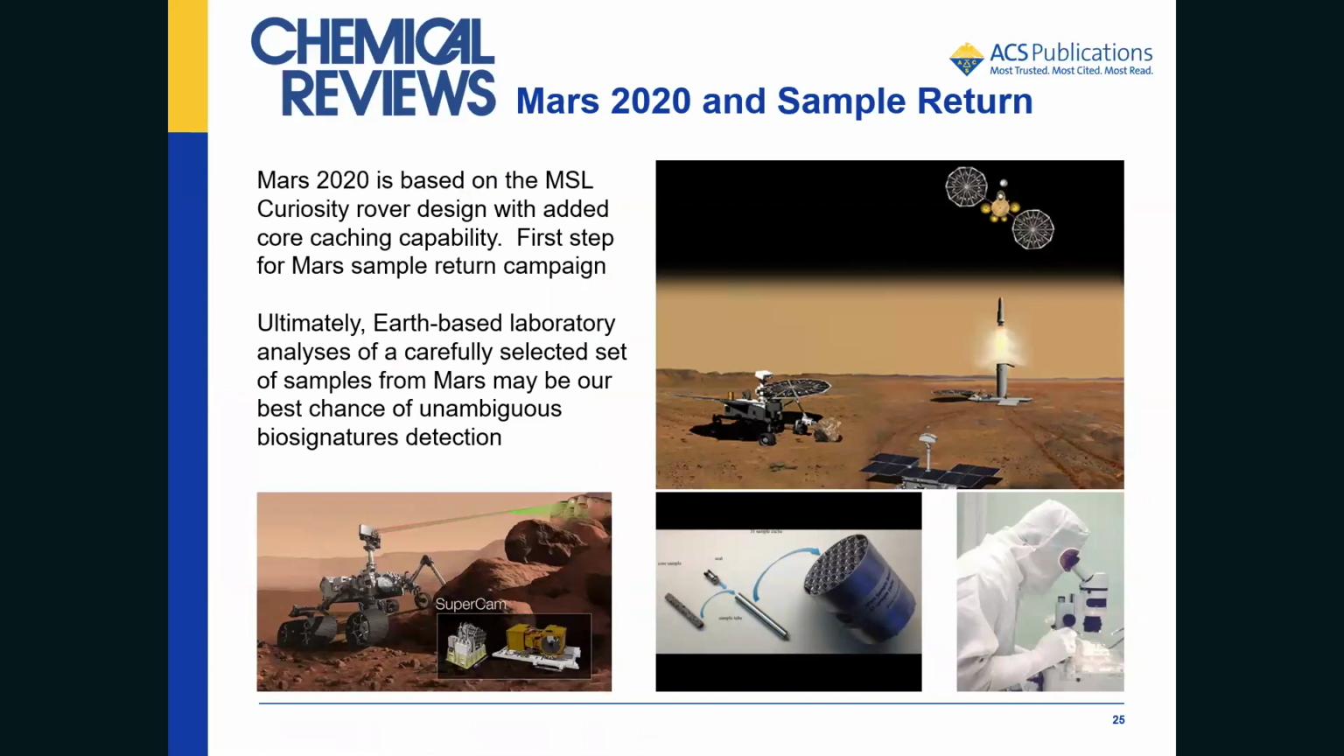Mars 2020 is the start of that, which is an MSL-like rover that will carry some remote spectroscopic instruments to try to identify the most promising samples. But the unique thing with this mission is it has the coring and caching capability. So it can actually collect cores and seal them for future Earth return.